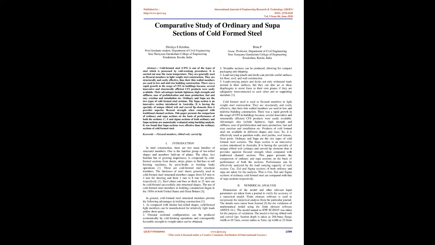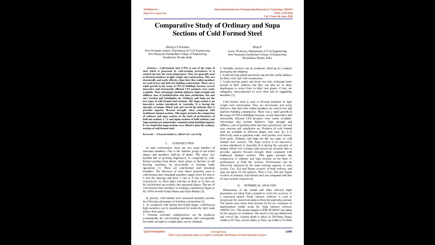There was a rapid growth in the usage of CFS in buildings because several innovative and structurally efficient CFS products were easily available. Their advantages include lightness, high strength and stiffness, ease of prefabrication and mass production, fast and easy erection and installation, etc. Ordinary and Supa are the two types of cold-formed steel sections. The Supa section is an innovative section introduced in Australia. It has the specialty of unique ribbed web and curved lip elements, thus it provides superior flexural strength when compared with traditional channel sections.